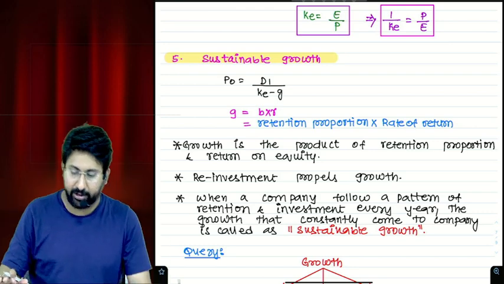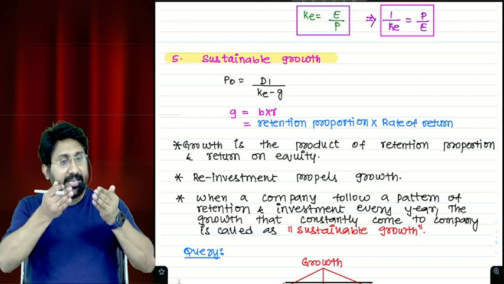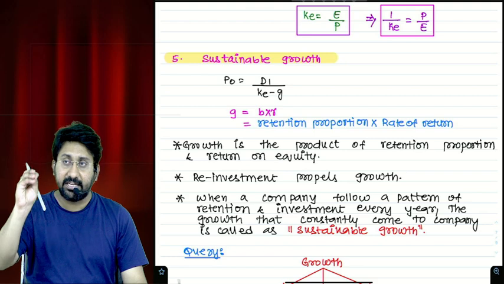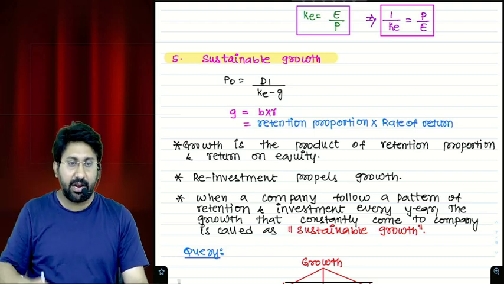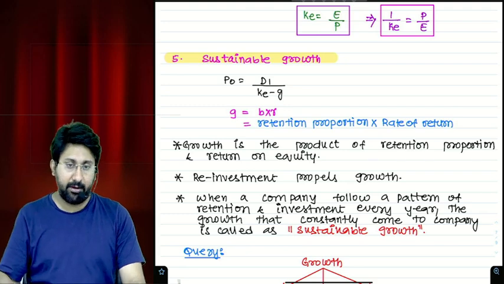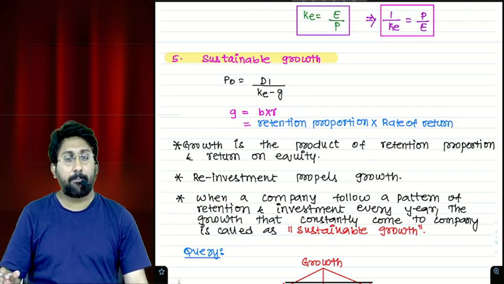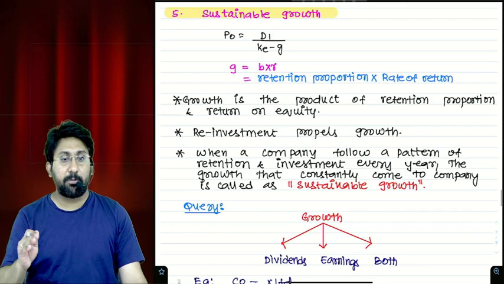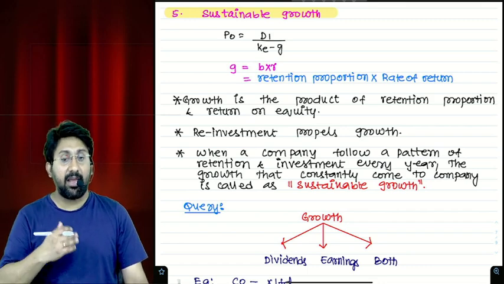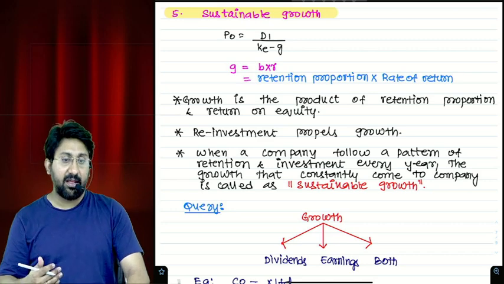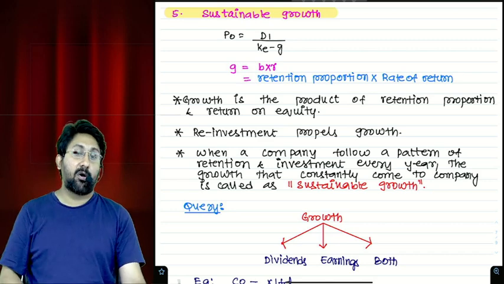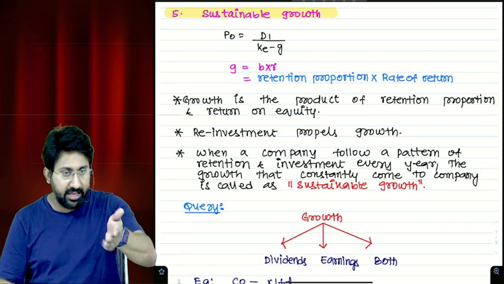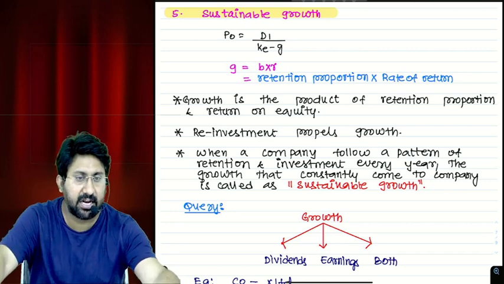Now listen carefully to the point. Whenever companies retain their profits, they will put them somewhere else. Putting some amount somewhere else in a good investment will give them a rate of return. That is called growth in a company. So, notes. Growth is a product of retention proportion and return on equity. Reinvestment propels growth. When a company follows a pattern of retention and investment every year, the growth that constantly comes to the company is called sustainable growth.